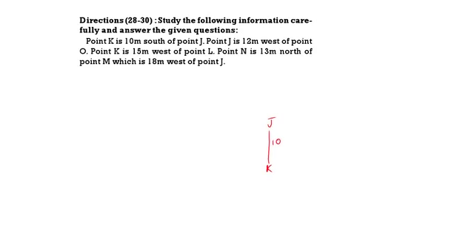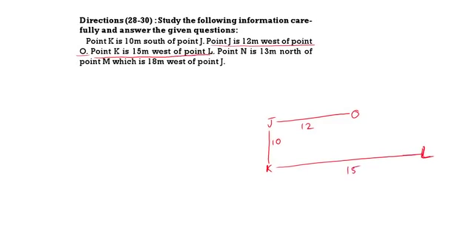J is 12 meters to the west of O. This is O. Then K is 15 meters to the west of L. K should be west of L, the left side of L. This is how many meters? 15 meters.